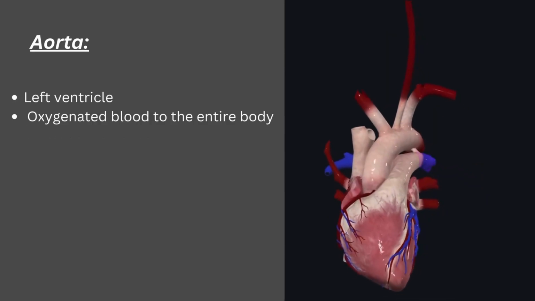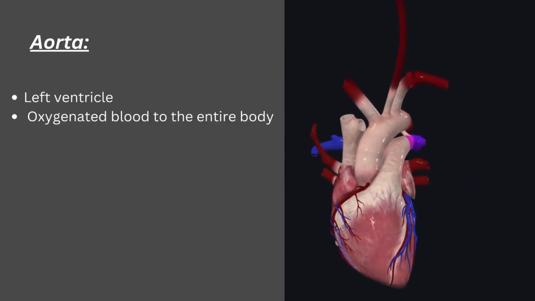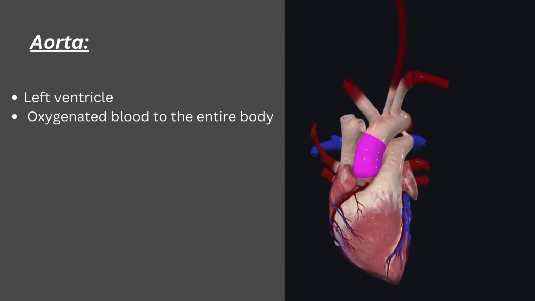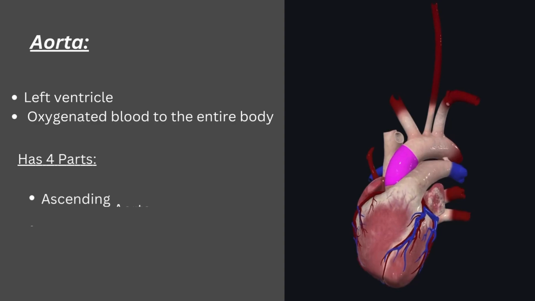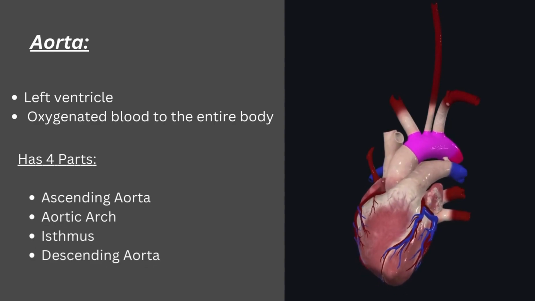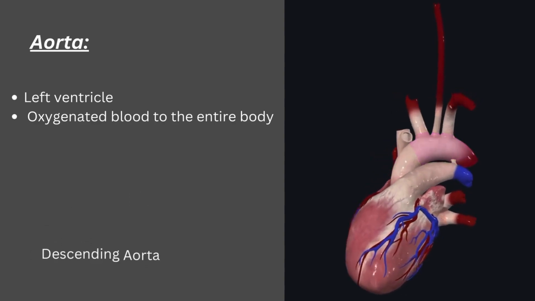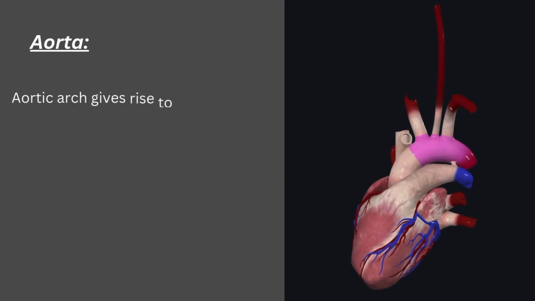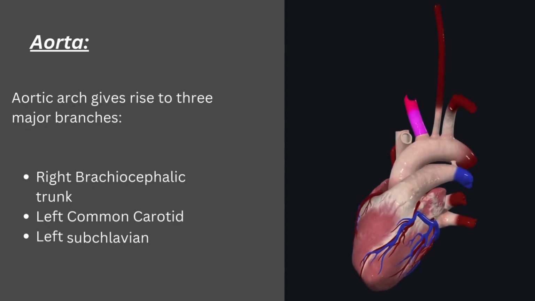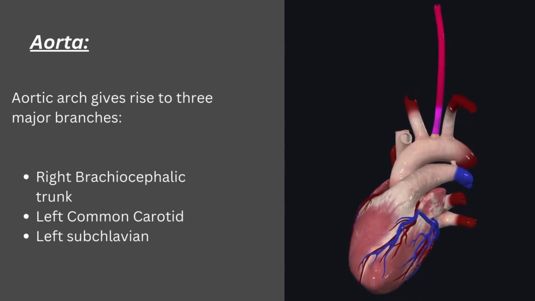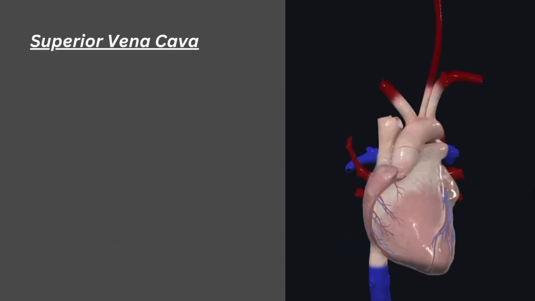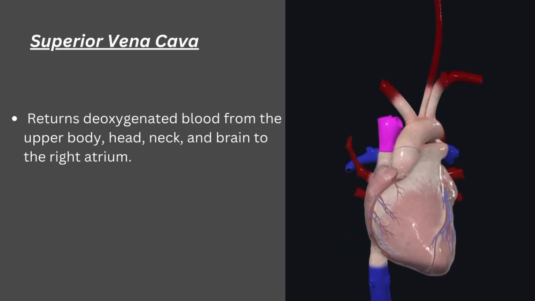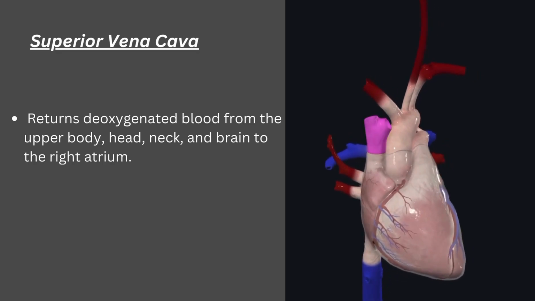On the other hand, the aorta originates from the left ventricle. It distributes oxygenated blood to the entire body and has four parts: the ascending aorta, aortic arch, isthmus, and descending aorta. The aortic arch gives rise to three major branches: the right brachiocephalic trunk, the left common carotid artery, and the left subclavian artery.